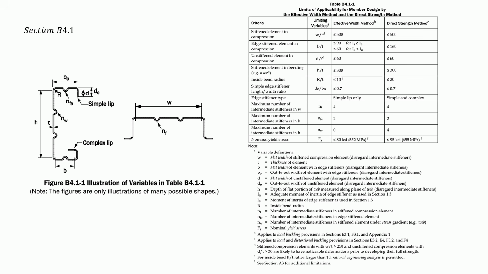The standard says the effective width method and DSM are equally acceptable, but both must satisfy the applicability limits of section B4.1. And if you fall outside these limits, AISI still allows DSM, but then you move into section B4.2, which means you need rational engineering analysis and supporting tests to justify the safety or resistance factors.